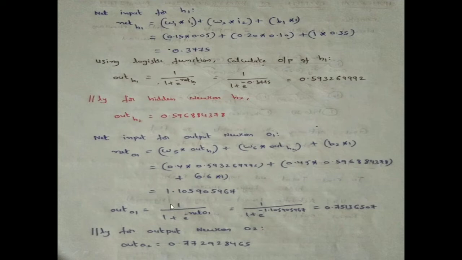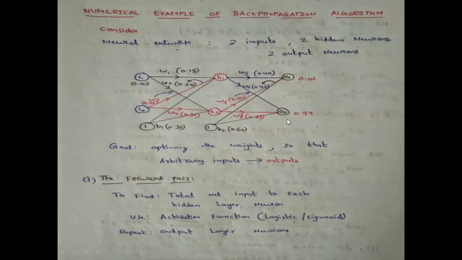1.105905905967. So now we pass this value through the activation function so that we could find out the output value of the output neuron 1. So the output value of the output neuron 1 is equal to 1 by 1 plus e power minus the input value to the output neuron 1, which is equal to 1 by 1 plus e power minus 1.105905905967, which is equal to 0.75136507.